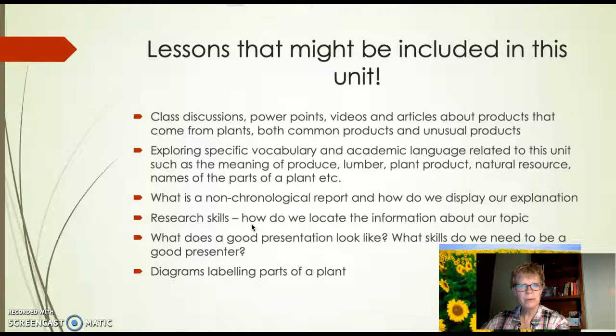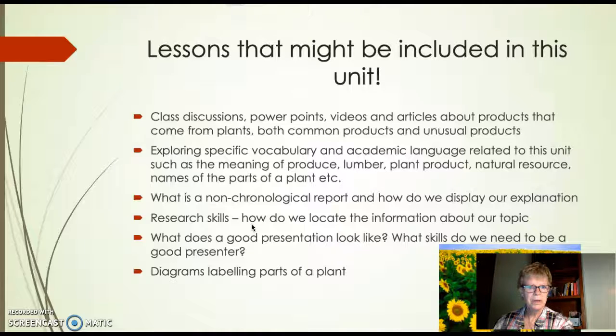Some of the lessons that we might explore here for this unit would be class discussions and PowerPoints, videos and articles about products that come from plants, both common products and some of the unusual ones, just to make it more interesting. And we would need to explore specific language and vocabulary related to the unit. There'd be a lot of ESL students, a lot of Chinese speaking in their second language, so a lot of this language might be unfamiliar to them. So we will review the language that they might come across when they're researching their projects.